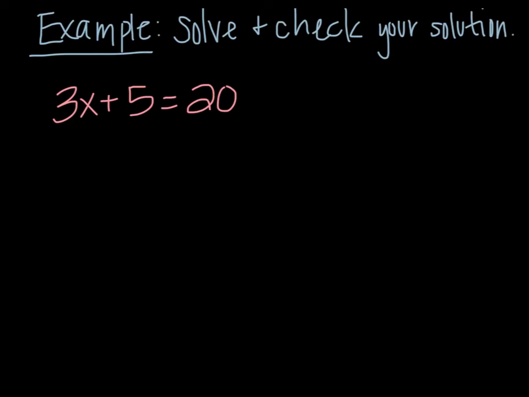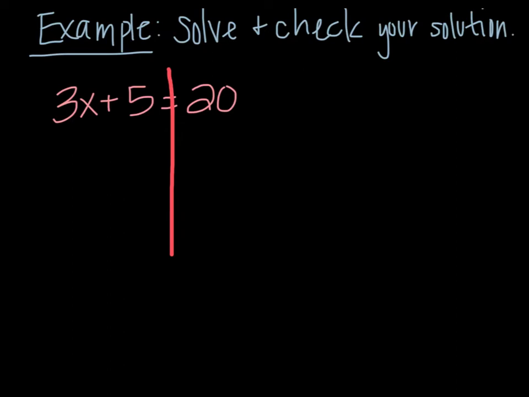Let's start with an example. Solve and check your solution when you're done. I'm always going to start, and I'm going to divide mine down by the equal sign. So 3x plus 5 equals 20. Now I need to look for what I can undo first.